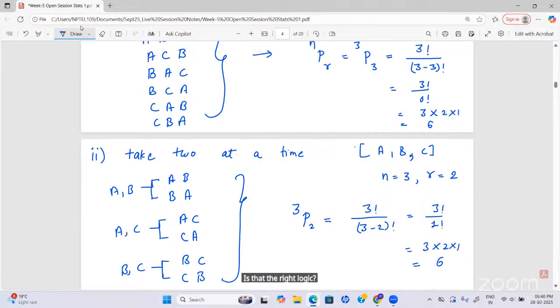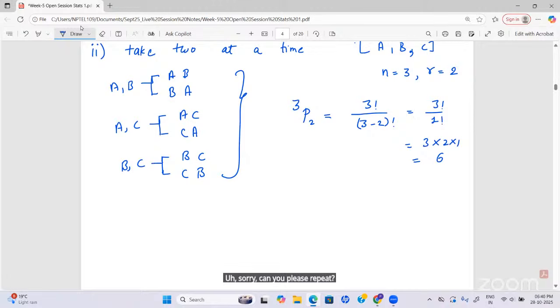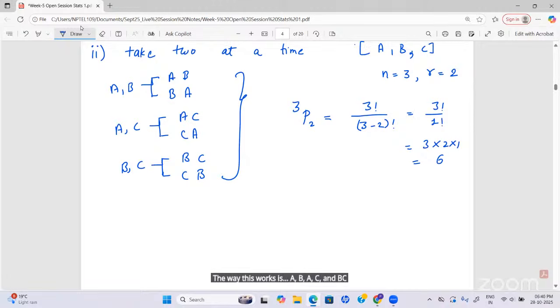Sorry, can you please repeat? The way this works is AB, AC, and BC are three ways of selecting two objects out of three, and then each selection has two arrangements. So 3 into 2. Yeah, that is fine. Yeah, it's correct.